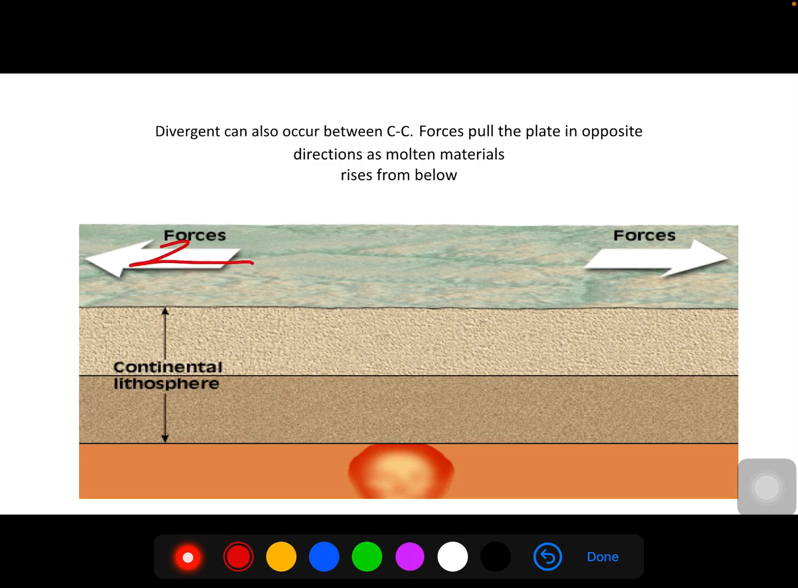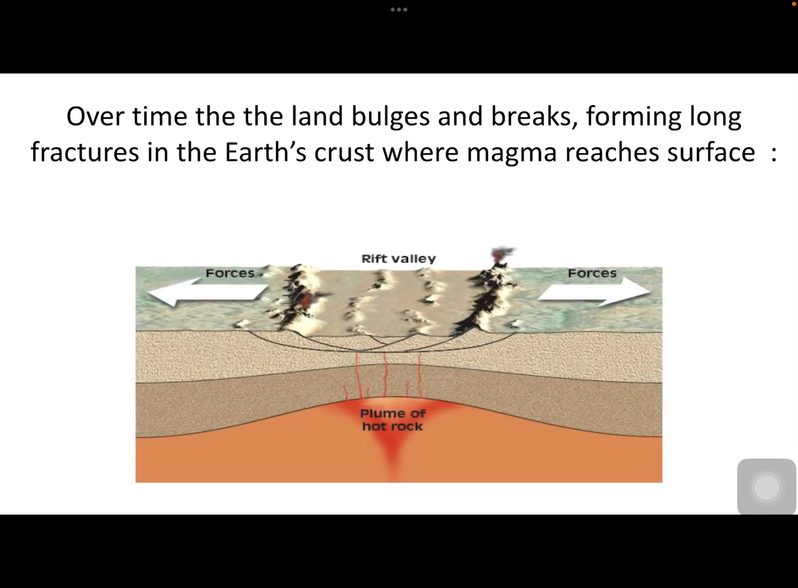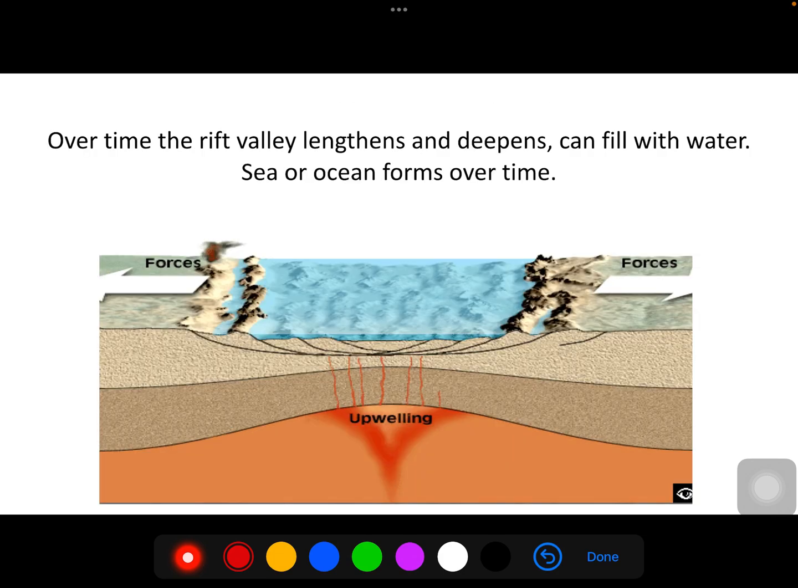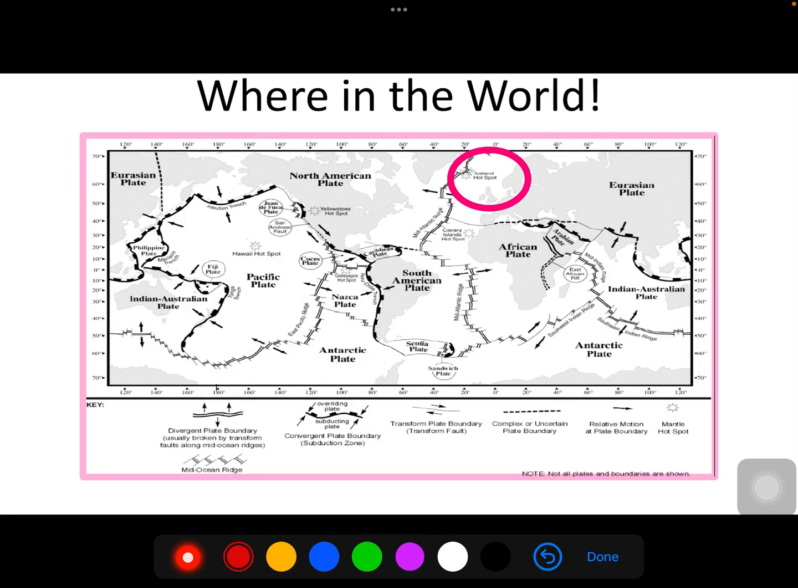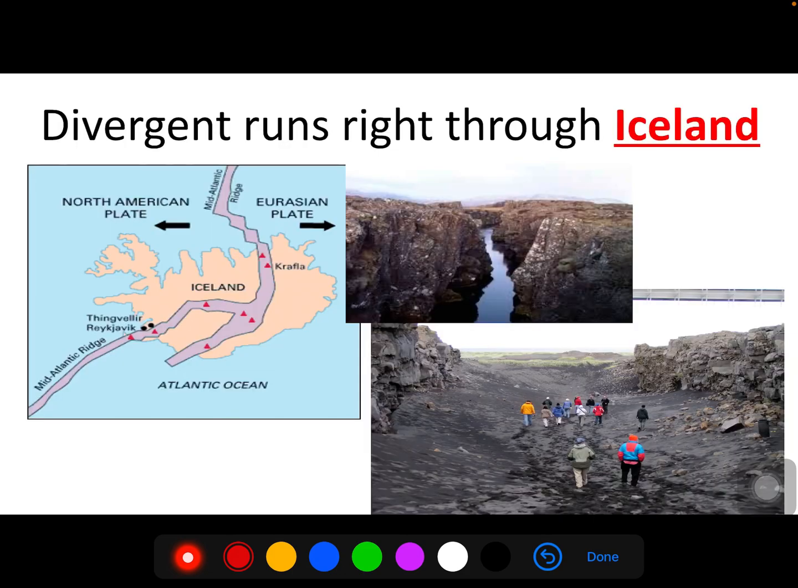You have two forces going in opposite directions. The land is going to push apart, and you end up with what's called a rift valley when it's on the land. Many times this will fill up with water, and you have lots of long, skinny lakes, or it could also become a sea if it connects to the ocean. Here's an example of the East African Rift Valley. Part of Africa is spreading apart. There's also an example in Iceland, where it's right in between two tectonic plates. So part of Iceland is actually pulling apart as well, and you can see these examples here.